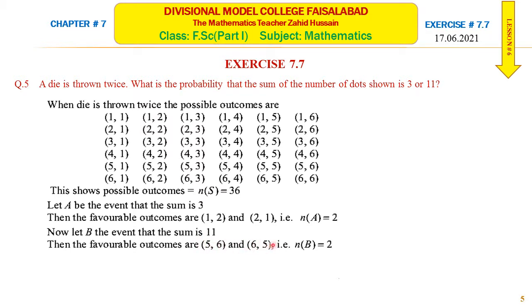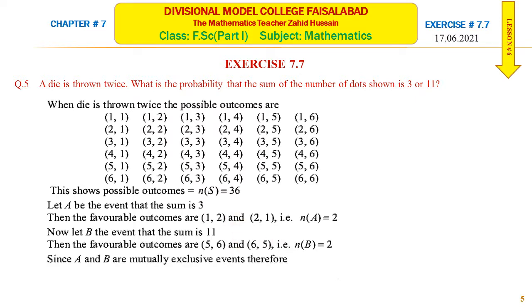So they are also 2 in number. So the number of elements of event B is also 2, and there is nothing common in these two events. Event A has these two outcomes, event B has these two outcomes, and none of the outcomes is common. So they are mutually exclusive events.